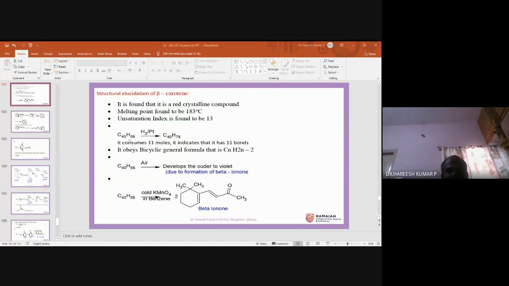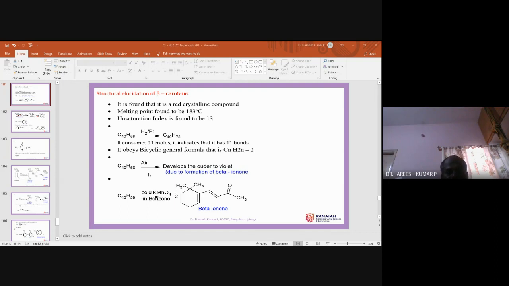So that means C40H56 is converted into C40H78. Then what is the leftover? The leftover is 4 hydrogens to become a saturated hydrocarbon. So those 4 hydrogens can be accounted for by the bicyclic general formula, that is CnH2n minus 2. Okay, so it is having two rings, that is, it is bicyclic.